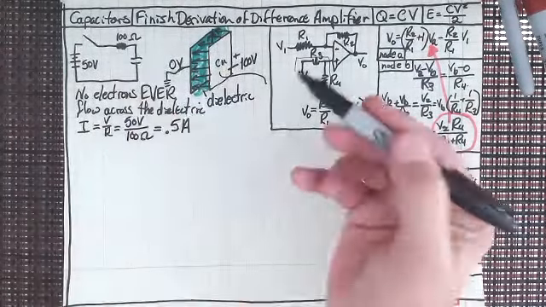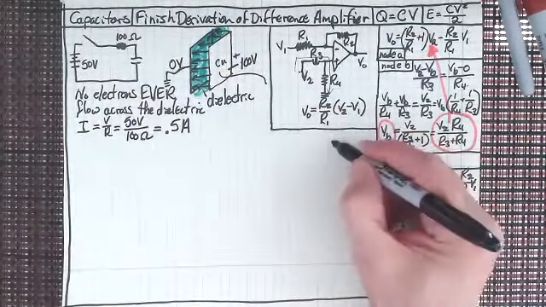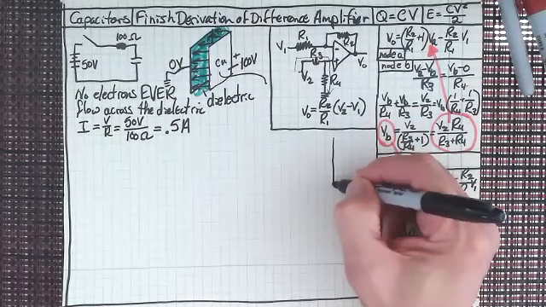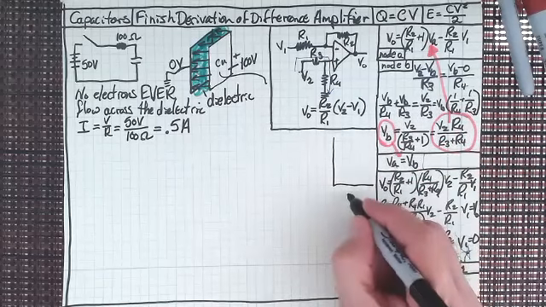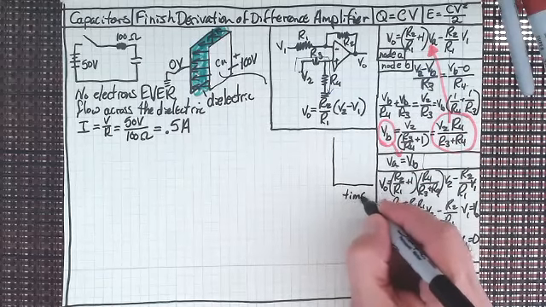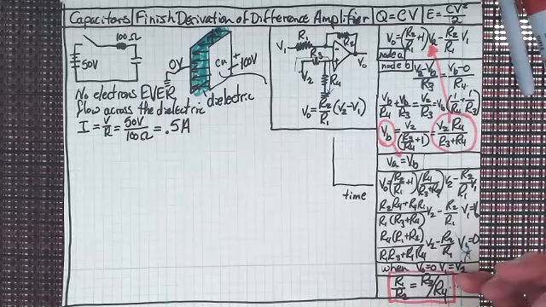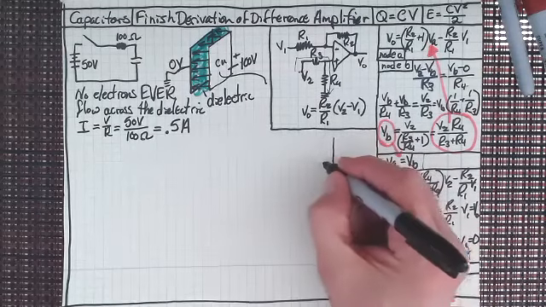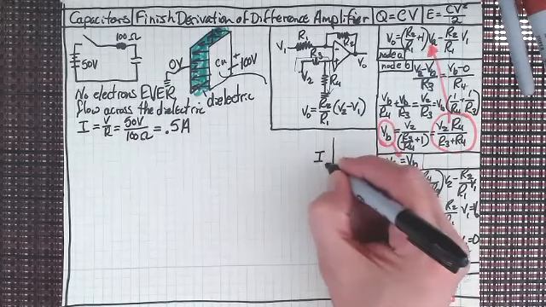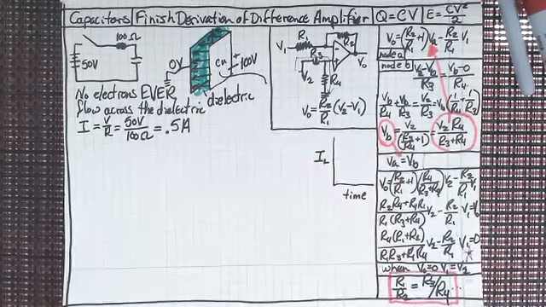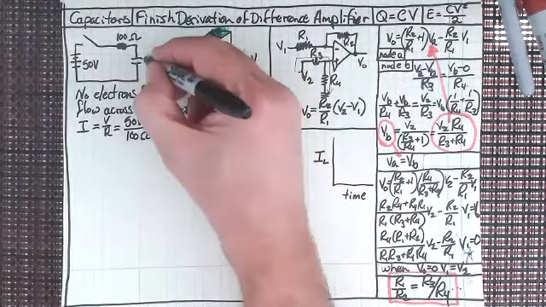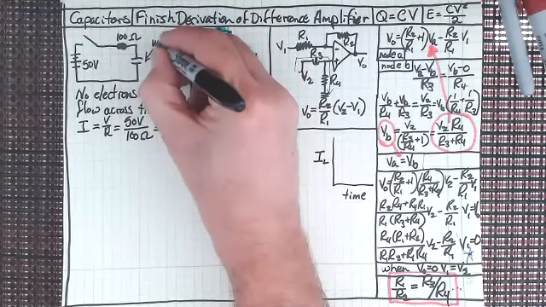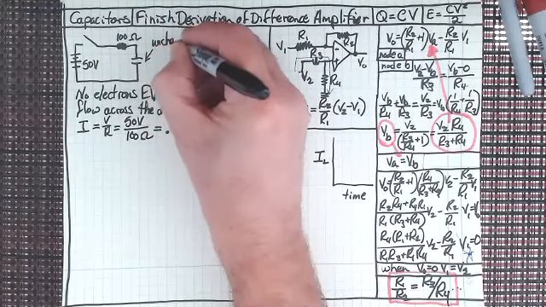When I throw that switch, let's just get a little graph here. This is going to be time, and this is going to be current in the circuit. My line current when I throw that switch. Now, right now, the capacitor is uncharged. Let's put it that way. The capacitor is uncharged.